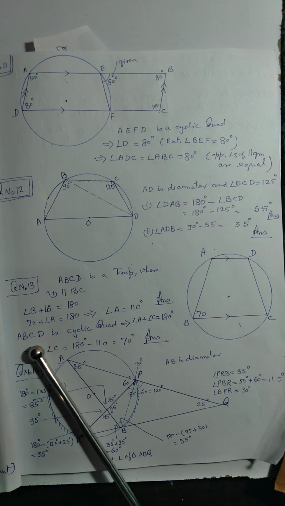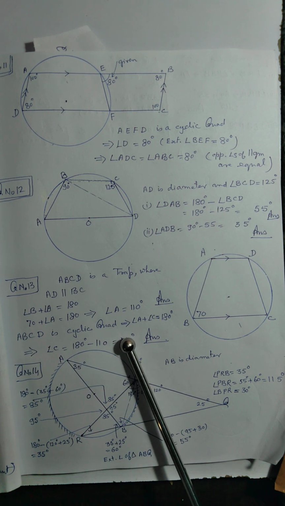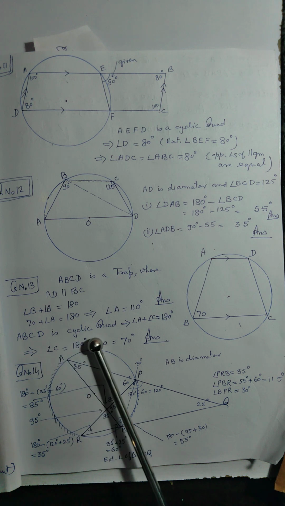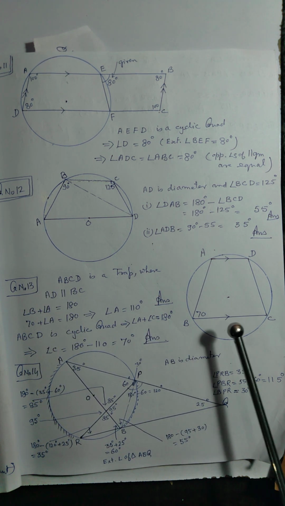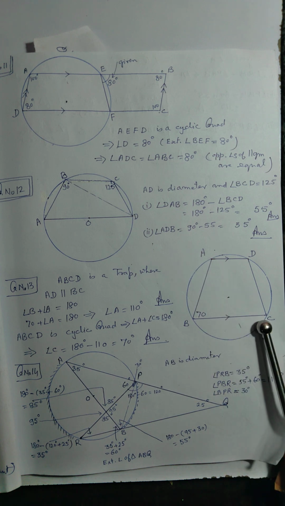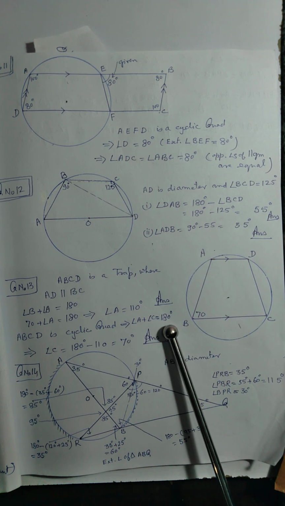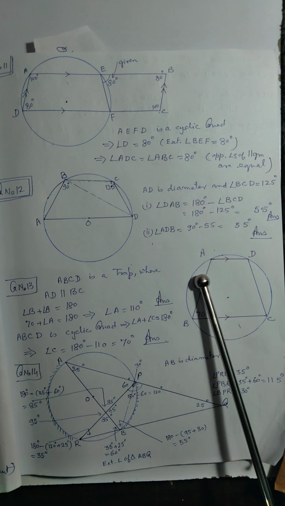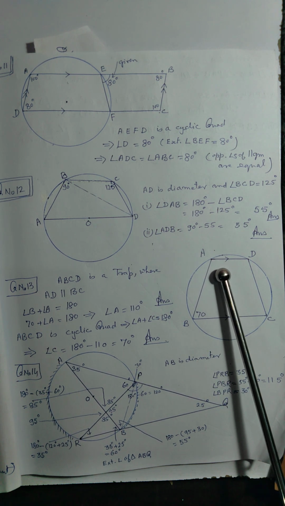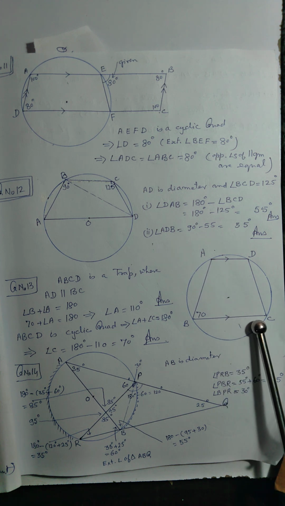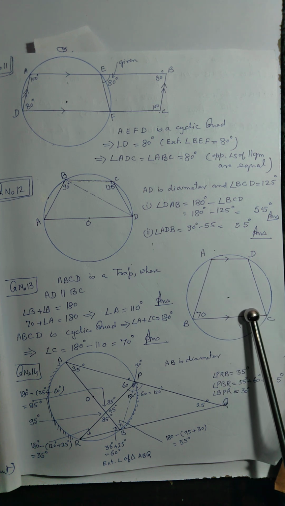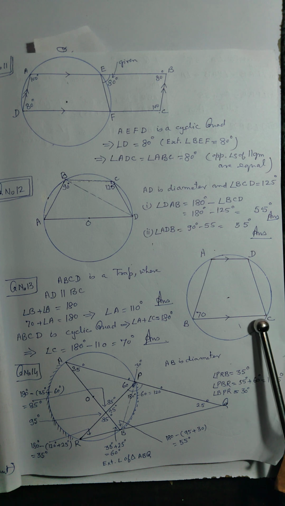Now ABCD is a cyclic quadrilateral. Therefore angle A plus angle C is equal to 180 degrees, and out of that angle A is 110. So 180 minus 110 will be the measure of angle C.